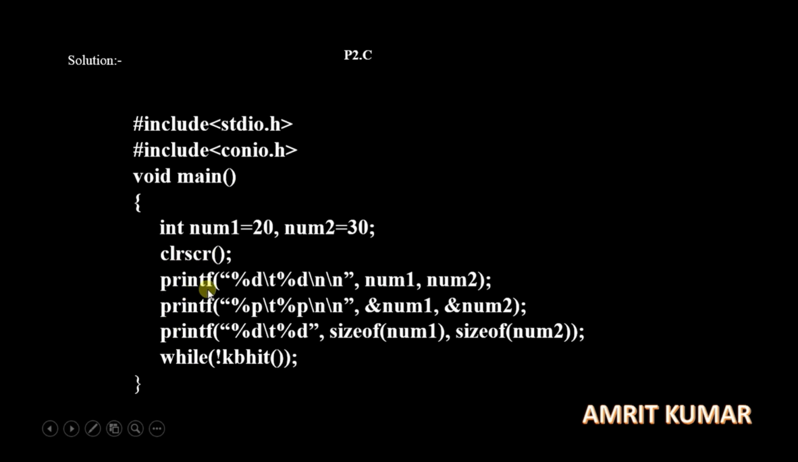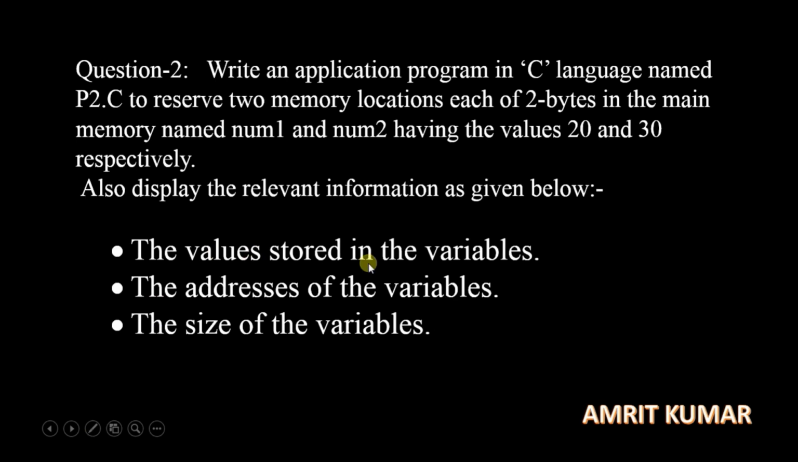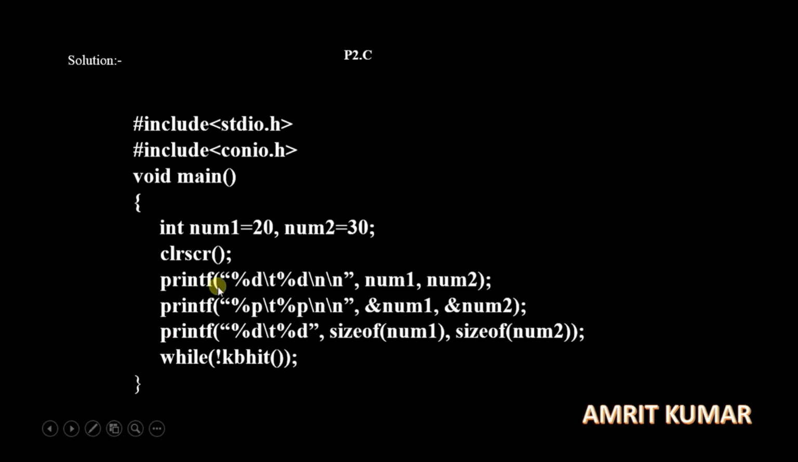Now after that we are using the printf function for displaying the values stored in the variables. In that printf function we are using the %d format specifier, and \t, which creates a tab between these two values. The first %d format specifier is replaced with the value of num1, and the second format specifier is replaced with the value of num2.